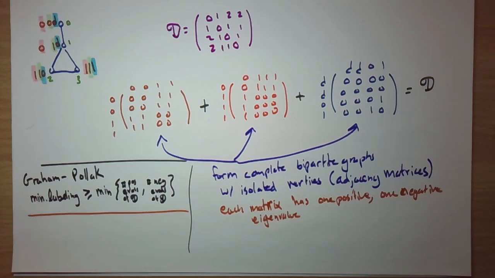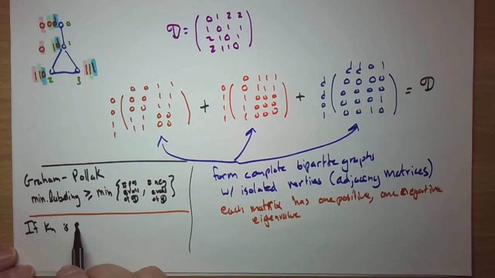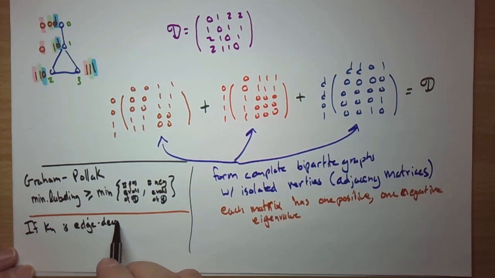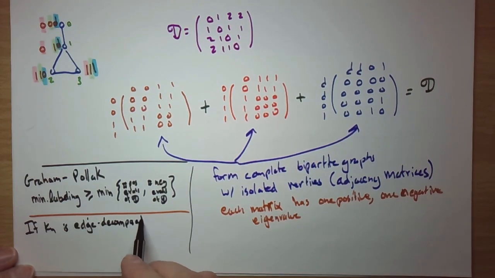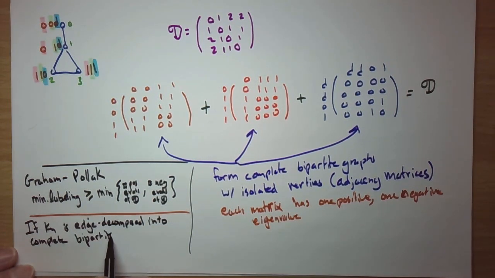Okay, so here's the usual statement, and we'll show how it's a special case. The number, if Kn is edge decomposed into complete bipartite graphs. Okay, so I want to pause here.